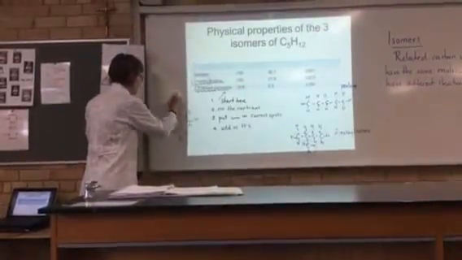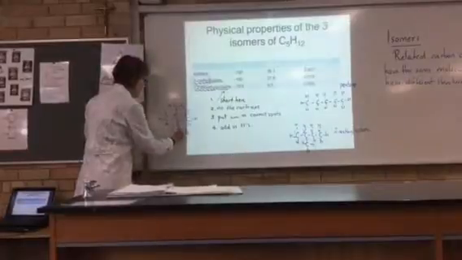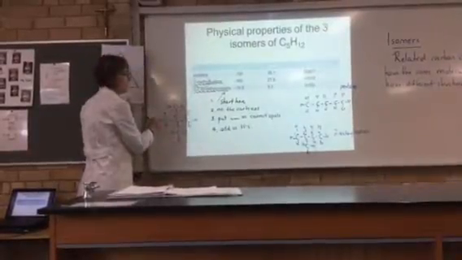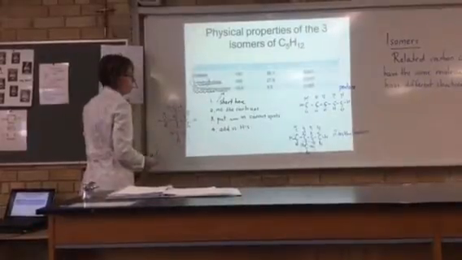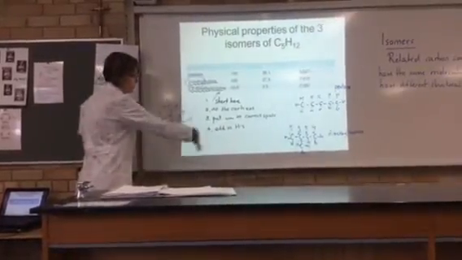So if we just circle the branching groups, it helps to see the structure. So it's based on propane, and then off carbon 2, we've got 2 methyl groups. These are all isomers of C5H12.